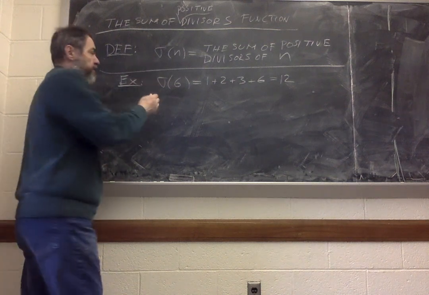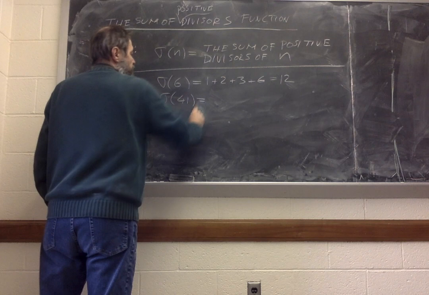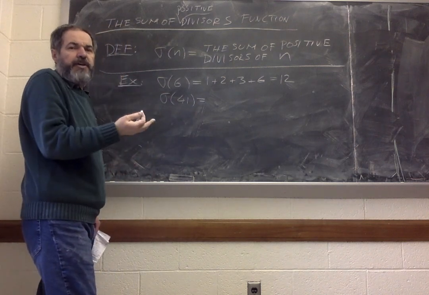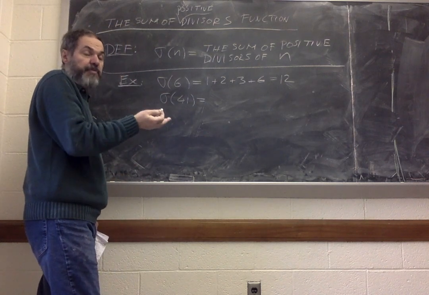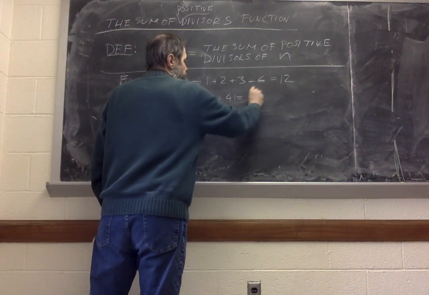If I have a prime number, sigma of 41, it has two divisors only. The number itself, the prime number, and 1. So it's 1 plus 41. It's very easy.